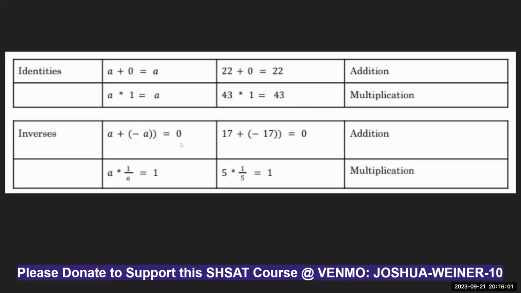Looking at the example of inverses, 17 plus negative 17 brings us to the identity number 0 for addition. It's the opposite of the same amount. 5 times a fifth brings us to the identity 1 for multiplication. So if we start with 5, we need to use the reciprocal 1/5, multiply them together, and that brings us to the identity number. All right, this is a very important idea.